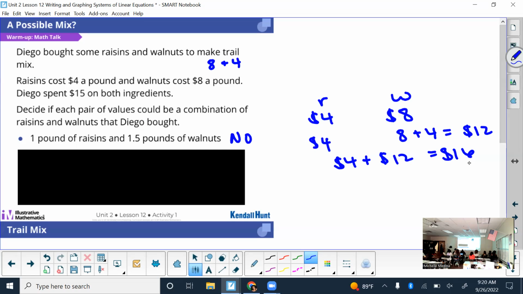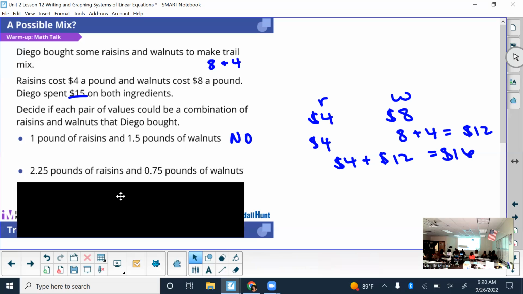So then 12 plus 4 is 16, which means that he did not spend 15, which is a constraint in this problem. It's in our math work. So first one would have been no. Now look at the second one. You don't call it out, just thumb up when you have an answer.